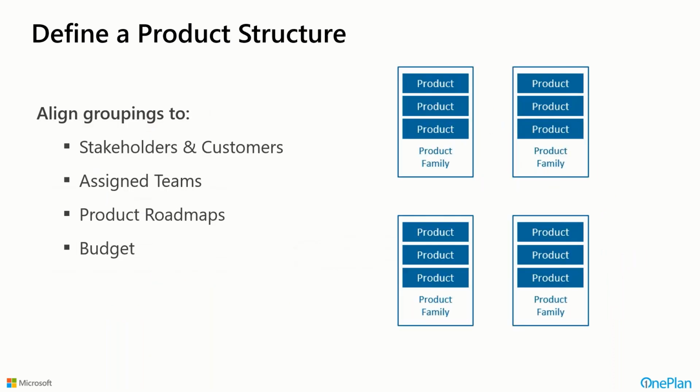So to do this, we would define a product structure in our portfolio, and we would align, say, product families with individual products within those families, and understand who the stakeholders and the customers are, what assigned teams are specialized to work on those different areas, and have product roadmaps that we all agree on, and budgets at the higher level that we can agree to, and then allocate them over the course of time in those smaller chunks or iterations as we deliver against those product line roadmaps.